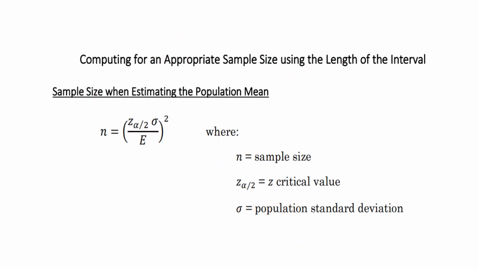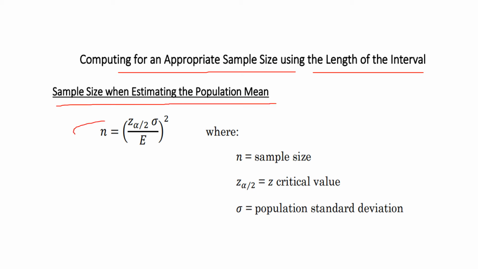So for computing an appropriate sample size using the length of the interval, the sample size when estimating the population mean: your n now is equal to c sub alpha over 2 multiplied by sigma over e, that will be your margin of error e here, squared. So this will be the formula in finding the value of your sample size when estimating the population mean. Where this will be your legend. Again, your n is your sample size, your c sub alpha over 2 is your critical value, and your population standard deviation is your sigma.